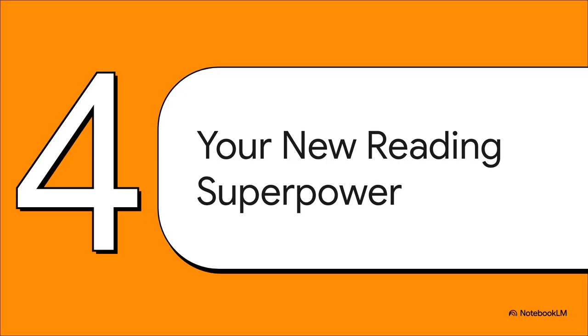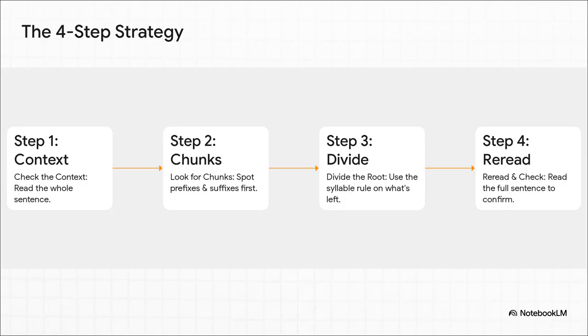Okay, let's bring it all home. We've learned how to break words down into syllables, and we've learned how to spot and remove prefixes and suffixes. When you combine those two skills, you've basically just unlocked a brand new reading superpower. So let's put this all together into a simple 4-step strategy. The very next time you see a word that makes you pause, don't panic. Just do this.